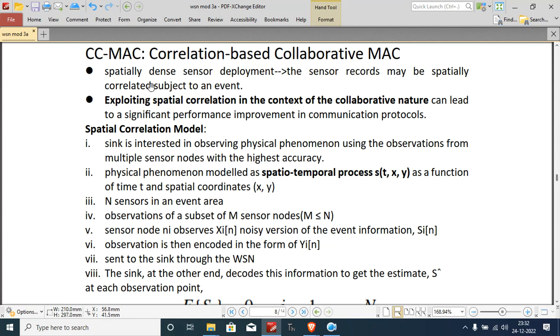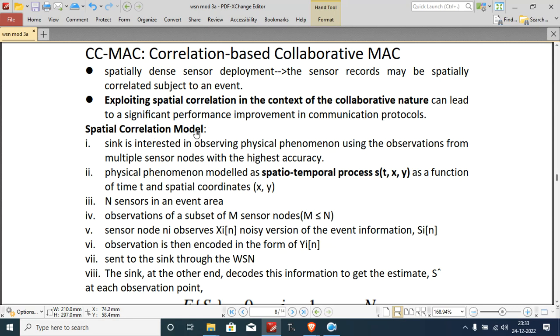because closely spaced nodes will all be capturing the same event, so thereby all their values will be similar. So that is why that part is exploited over here. That is, exploiting spatial correlation in the context of collaborative nature can lead to significant performance improvement in communication protocols.